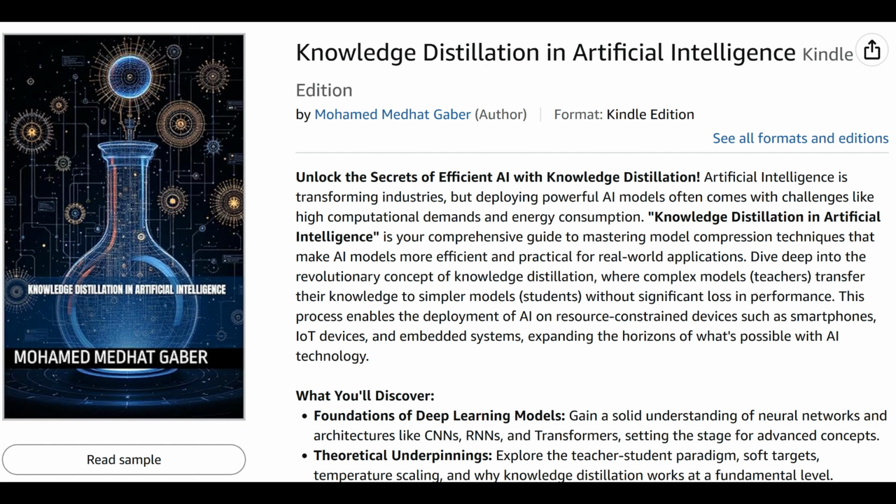Okay, a final thought for our listeners then. As AI weaves itself more and more into our lives, how critical will techniques like knowledge distillation be for ensuring this technology is not only powerful, but also accessible and sustainable in the long run?